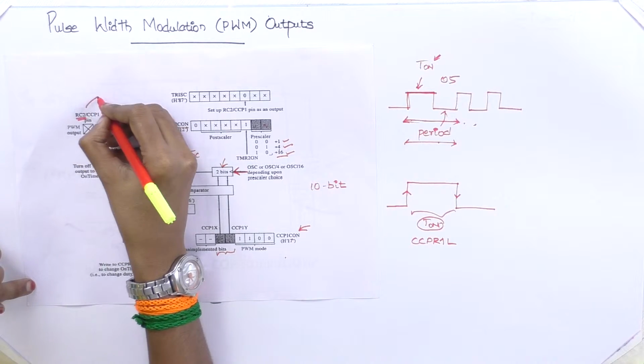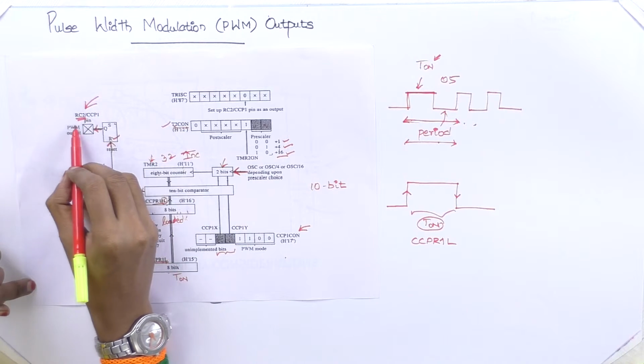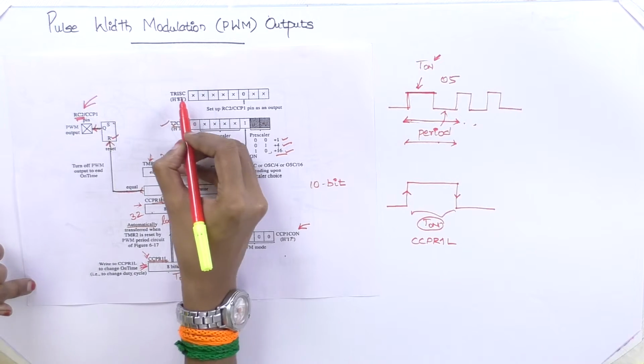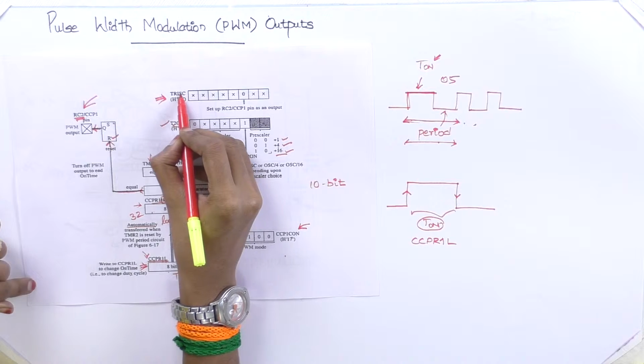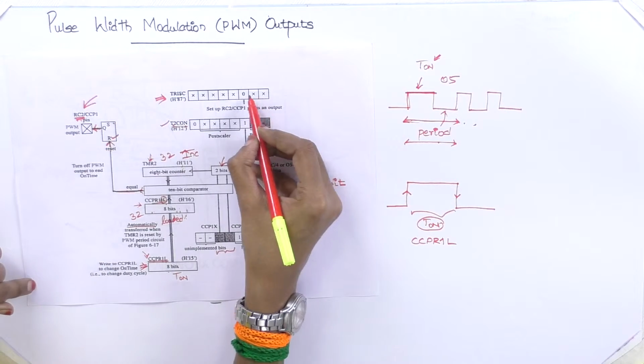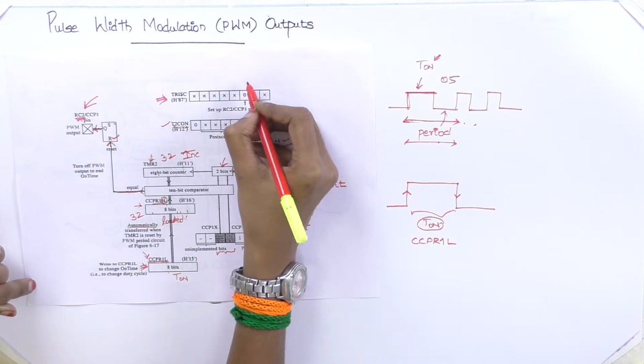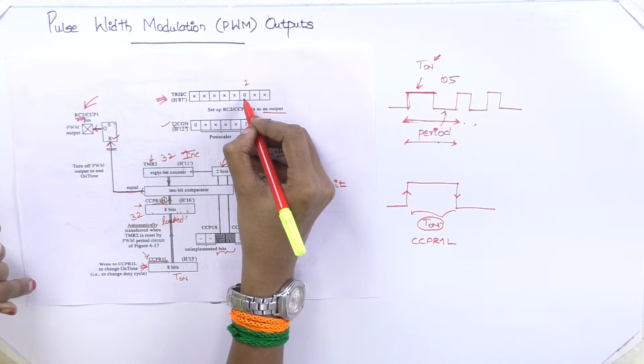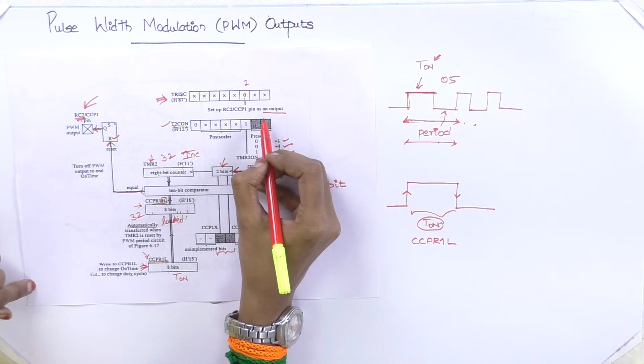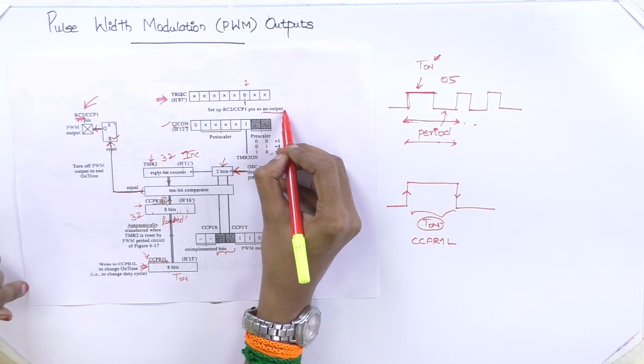Since we are generating the output through the RC2 pin, we have to use the TRIS register to set the RC2 pin as an output. This is the second pin, so it should be written with the value 0 so that the pin is configured as an output. This is how the output will be generated using Timer 2. The total time period is given in PR2 and the on time period is given in the CCPR1 lower byte register.